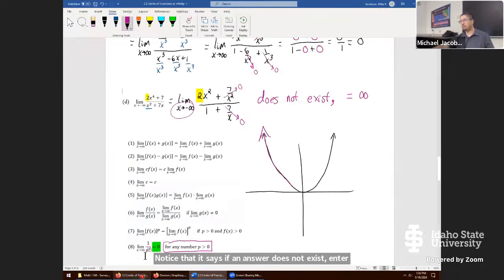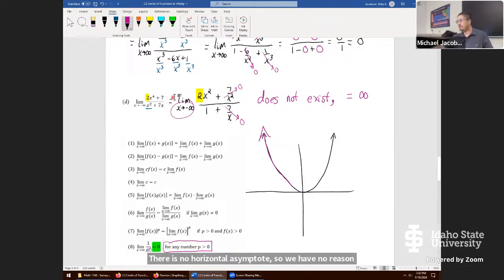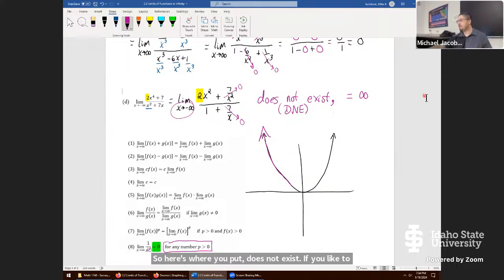You can almost tell right away when they don't exist because the power in the numerator was higher than the power in the denominator. There is no horizontal asymptote, so we have no reason to expect the limit to actually exist on this one. And that's another indicator. This wasn't in a denominator when we did our division method. So here's where you put DNE for does not exist. On paper, if you told me it equals infinity, I would also accept that. But this is more what WebAssign is wanting right here.